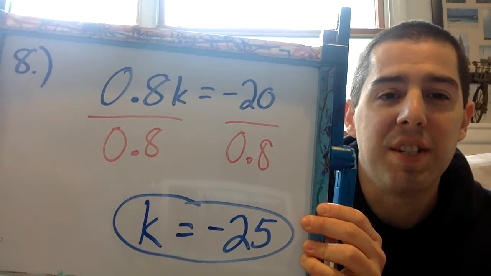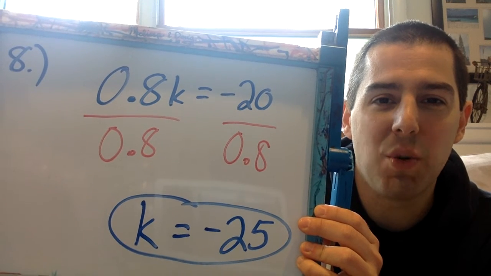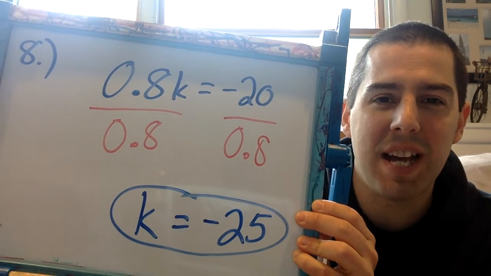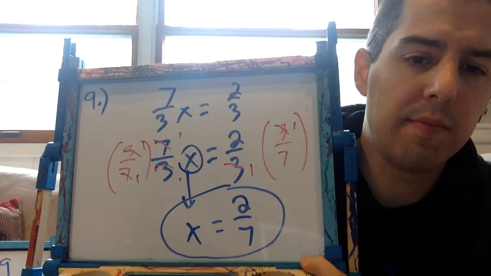Number 8, 0.8, 8 tenths, k equals negative 20. Divide by 0.8 on both sides. The solution is k equals negative 25.